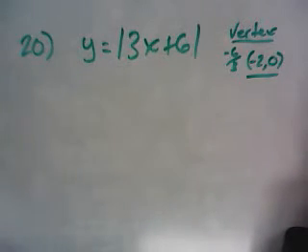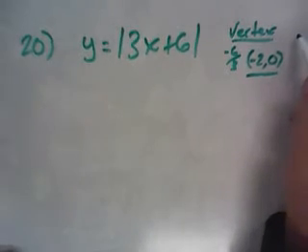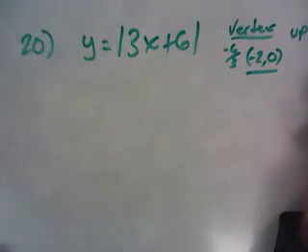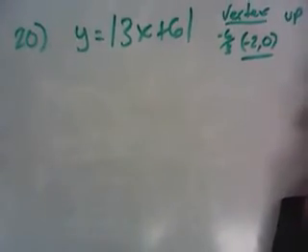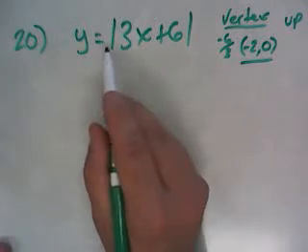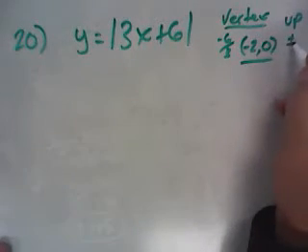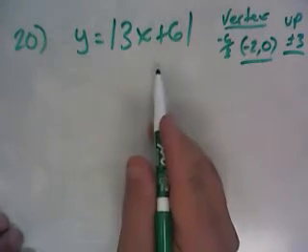And then we would ask ourselves whether it opens up or down. The absolute value is positive, so it's going to open up, and then we want to know what the slopes are. The slopes are plus or minus a times m. That's 1 times 3, so the slopes are going to be plus or minus 3. We're going to come back to this in a little bit once we get done writing the two separate equations.